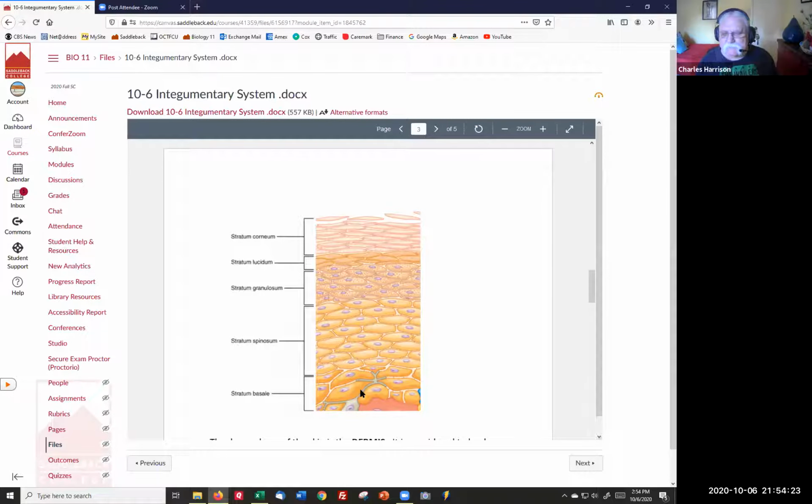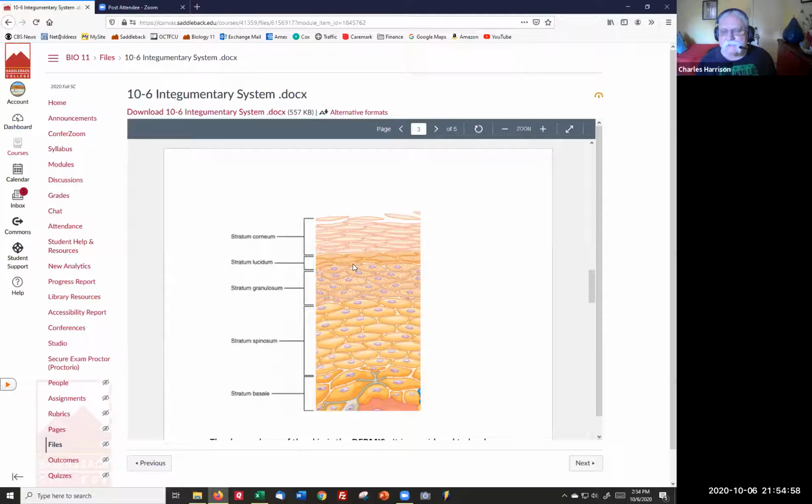As they divide and divide, they push the previously formed cells higher up. And here's the stratum spinosum. That gets pushed up into the stratum granulosum. And the diagram tries to show you the little granules. This layer has the chemical hyalokeratin in it. It's pushed up to the stratum lucidum.